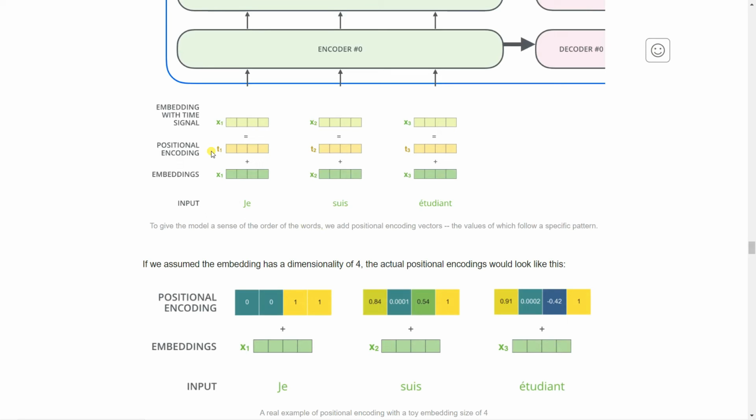Because when you translate from one language to another language, the position varies a lot here. That is why we are using the positional encoding here.